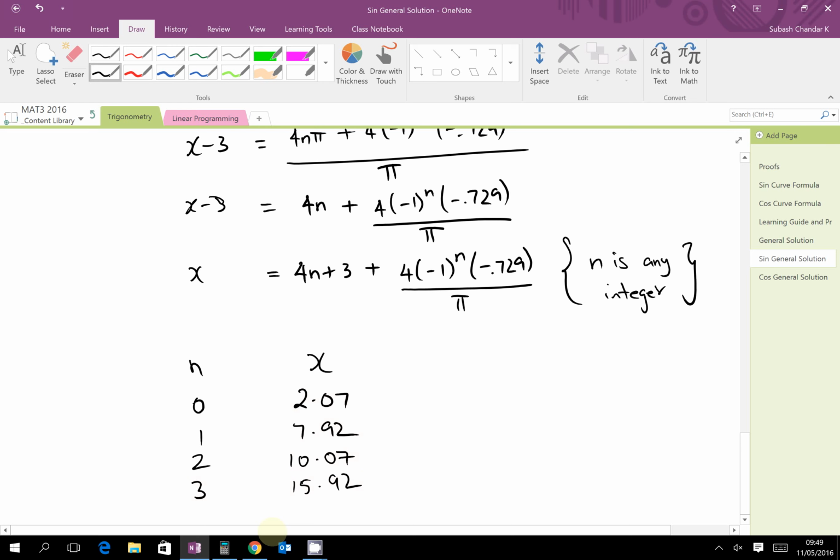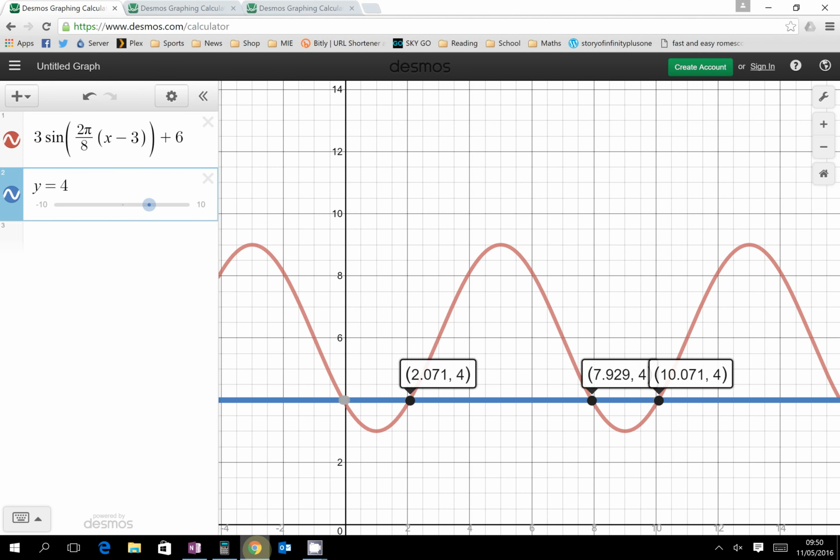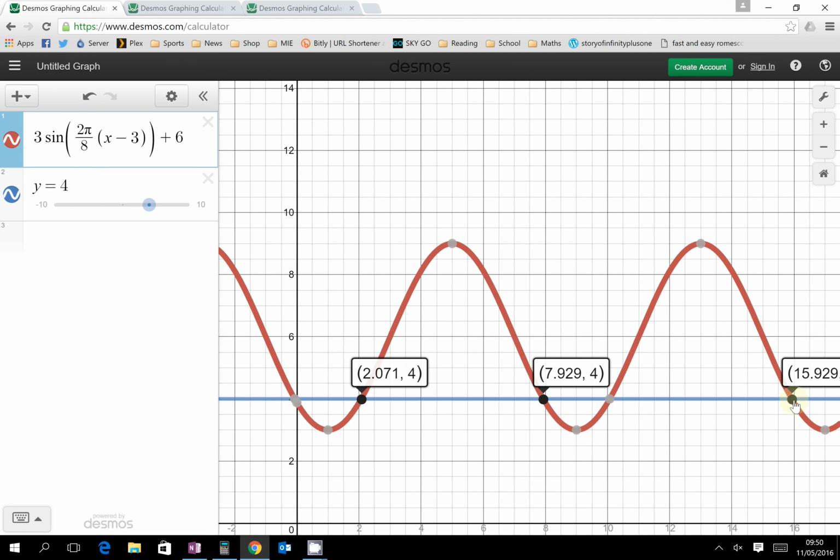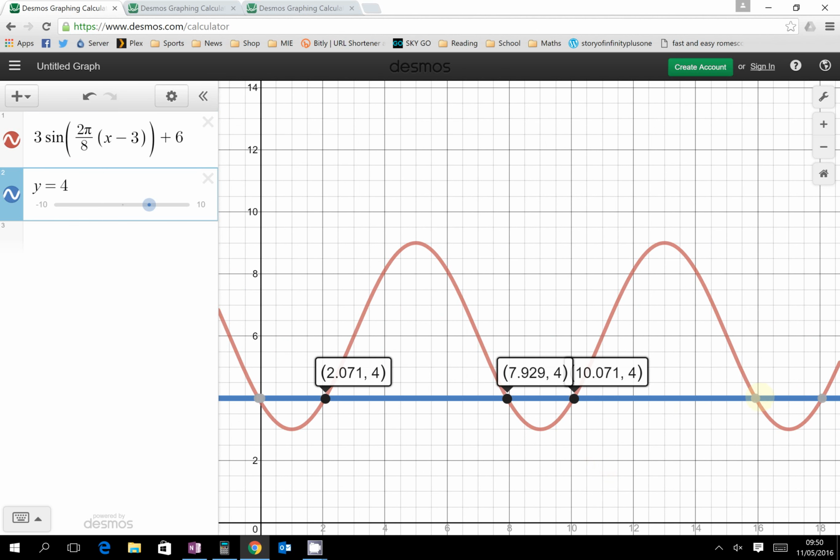Look at those values: 2.07, 7.92, 10.07, 15.92. If I go into my graph, look at that. First value is 2.07, 7.92, 10.07. And the point that Shweta found, what was it, Shweta? 15 point. And that's your other point. And as you substitute n, you're going to get those infinite values. That's all it means. Does that make sense, Bruce? Sorry? The value of y I'm giving you. I'm giving you the value of y and asking you to find all the values of x.